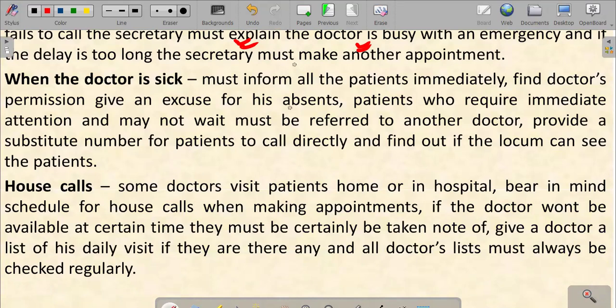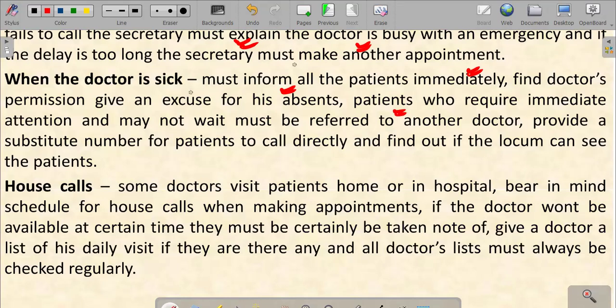the medical secretary must inform all patients immediately, and find the doctor's permission to give an excuse for his absence. You cannot just go and give information on your own, but it must be communication that is actually given by the doctor himself. And again, patients who require immediate attention and may not wait must be referred to another doctor.